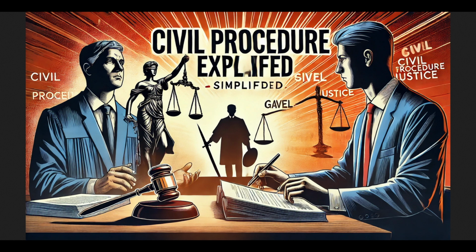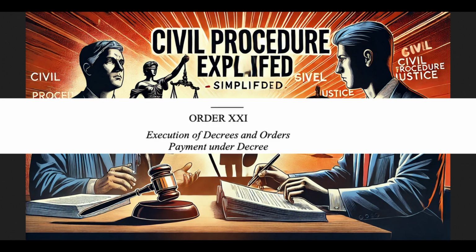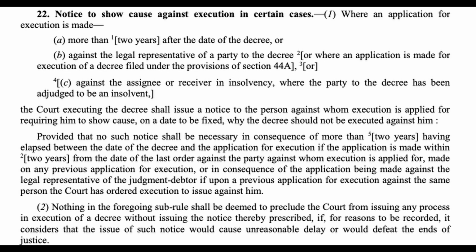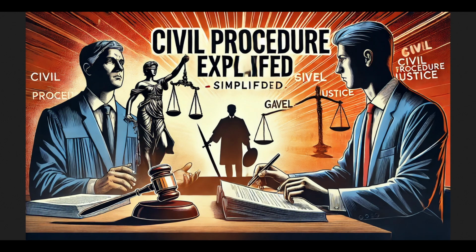Exactly. And one crucial safeguard here is Order XXI, Rule 22. This rule says that if there's a delay in executing a judgment, the court has to issue a notice to the defendant. Okay. So even if someone is facing potential imprisonment for defying a court order, they still get a chance to explain themselves. Right. They get a chance to be heard. It's about fairness and transparency, making sure everyone has a voice. Exactly. Remember, the goal is always to uphold justice. And that includes giving everyone a fair chance.